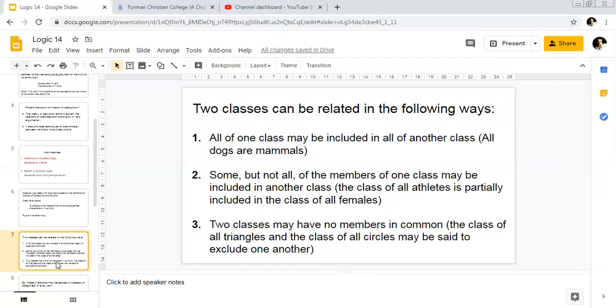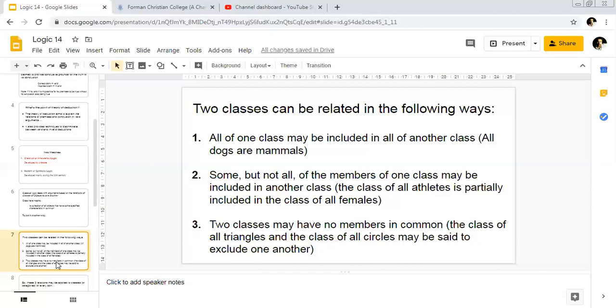So if we say that there's a class of athletes, and then there's also a class of females. So if we say that not all athletes, there are some athletes who are females, so that would be applying this point to that. Okay.